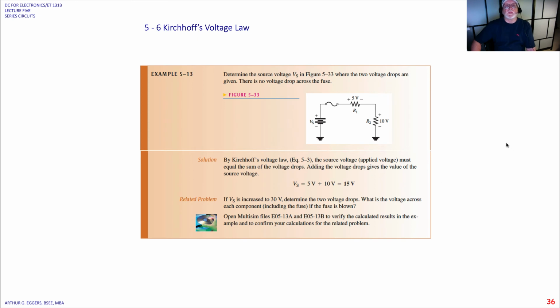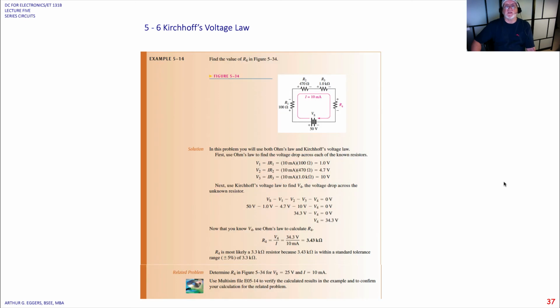Okay, so if we look at this simple example here, we've got a 5 volt R1, we've got a fuse, and we've got R2. Determine the source voltage where the 2 voltage drops are given. There's no voltage drop across the fuse, so that becomes negligible. It's a wire. So in this case, V source is equal to 5 volts dropped across R1, 10 volts dropped across R2, for a total of 15 volts dropped across the entire circuit.